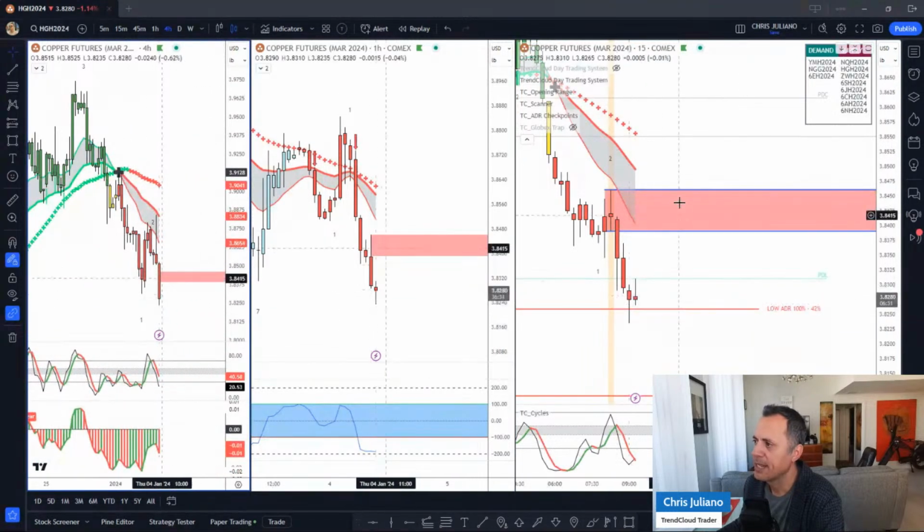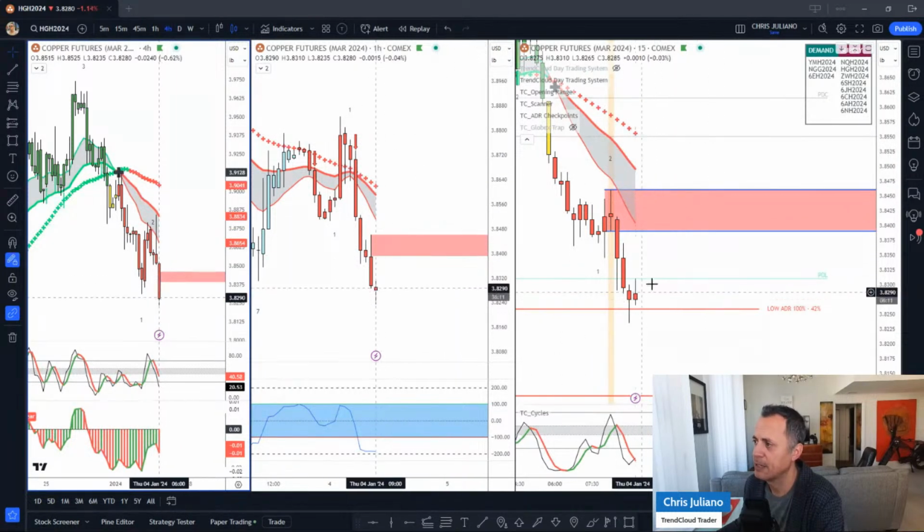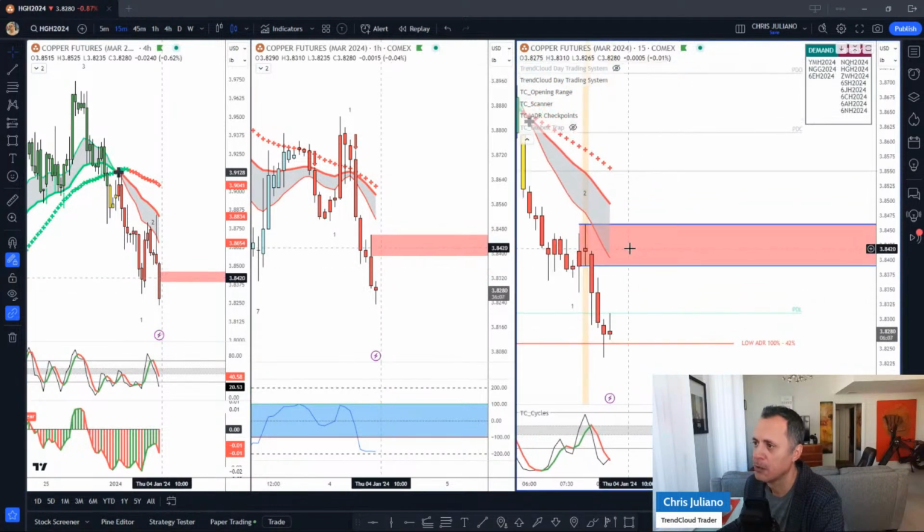We are pulling back into this demand zone, okay, as we are cycling down on the high time frame. Momentum is down on the high time frame. Momentum is down on the middle time frame. And we're in a downtrend across all three time frames. So we've got a great chance of getting into the retest of the opening range here.